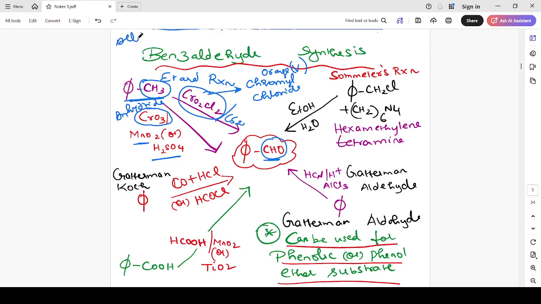Whenever you are having allyl alcohol, like this, the very prominent and selective reagent here is manganese dioxide to convert this alcohol into aldehyde.